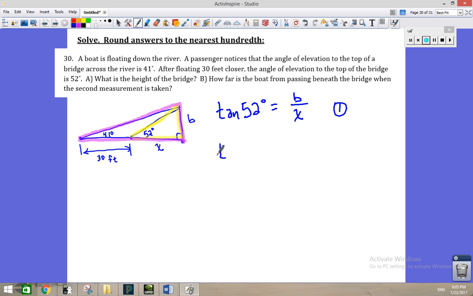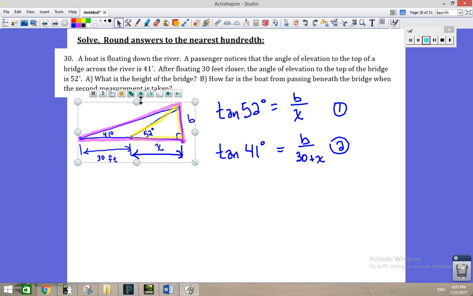My second equation, the tangent of 41 degrees, well, the opposite leg is still b, and the adjacent leg this time is 30 plus x. It's this entire length here, because from here to here is x. Alright, so I'm going to call that equation 2. So two equations, two unknowns. We can solve for these. Let's rewrite both of these equations.